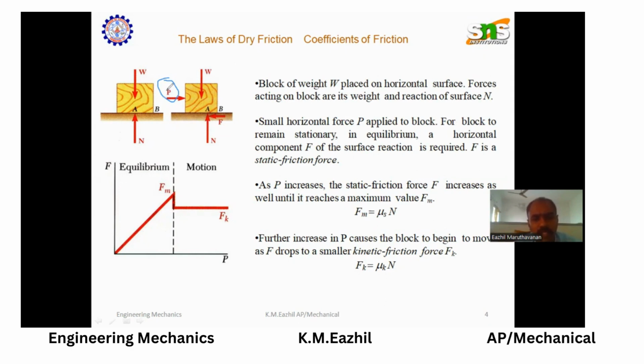If P increases, the static friction force F increases as well until it reaches the maximum value Fm. A further increase in P causes the block to move as F drops to a smaller kinetic friction. That is, Fm is equal to mu into N, whereas the kinetic friction is Fk equal to mu k into N.